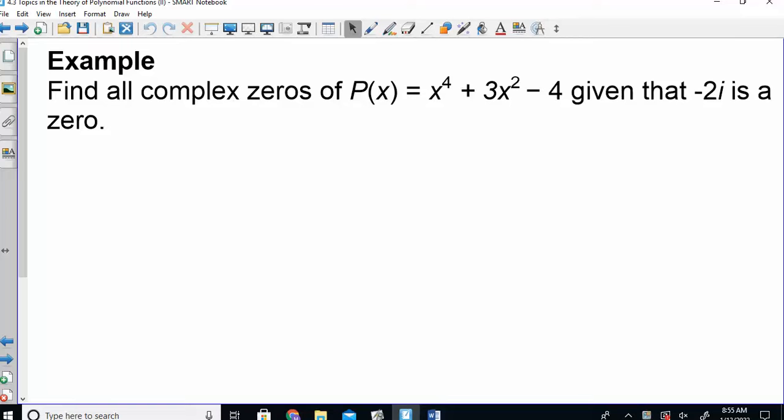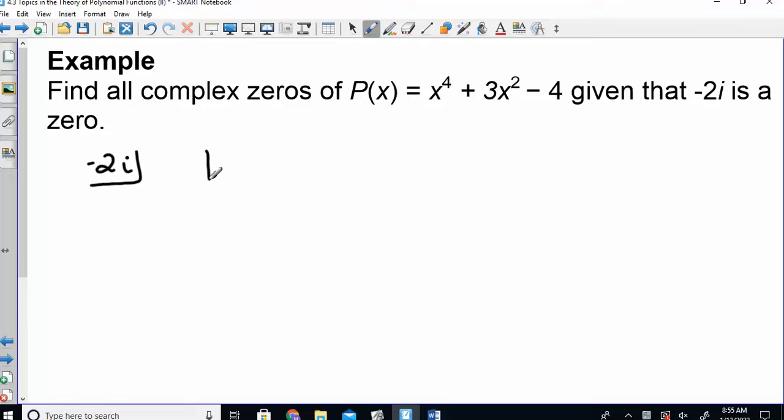The only difference is this time the first 0 is negative. So what do we do if I give you the first 0? Synthetic. Yep. So my negative 2i goes here. When you do your synthetic this time, leave yourself a little extra space between your terms.